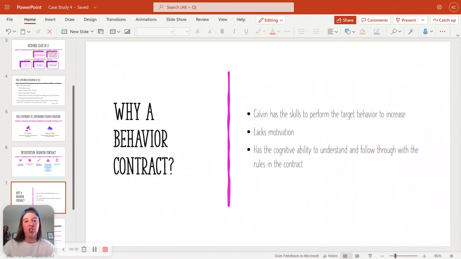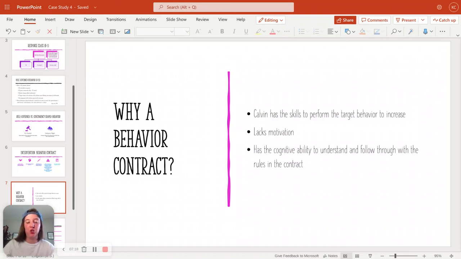We chose a behavior contract because Calvin did display the skills to perform the target behavior to increase. He displayed that he had the skills to ask for a break, ask for help, all of those things that we wanted to increase. If he didn't have those skills, we would want to shape those first before implementing the contract. And then he just lacked the motivation to do those daily living skills. It wasn't necessarily that he couldn't do it. He could get dressed, brush his teeth, do the dishes. He could do all of these things we were asking him to do. He just lacked the motivation, which is why we chose behavior contract to help build that motivation.